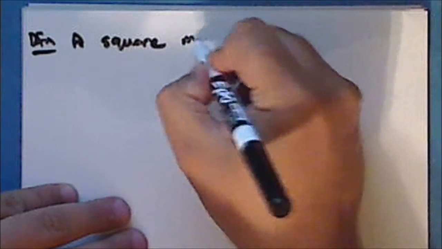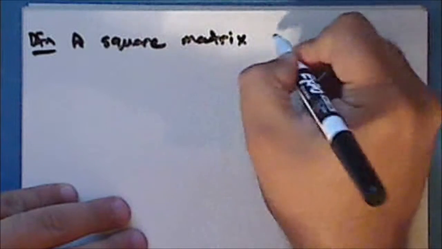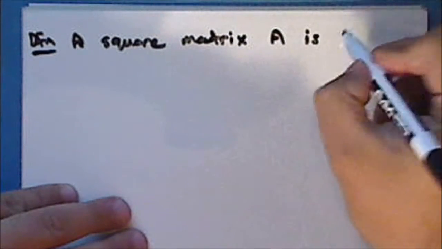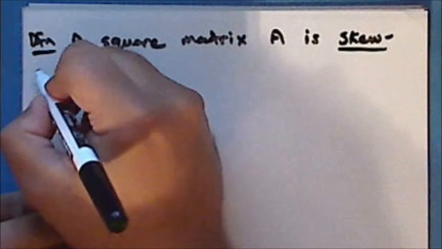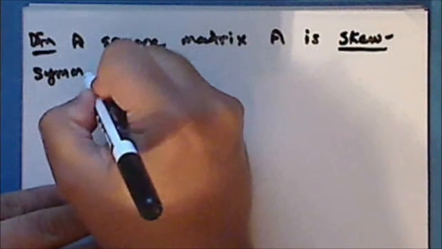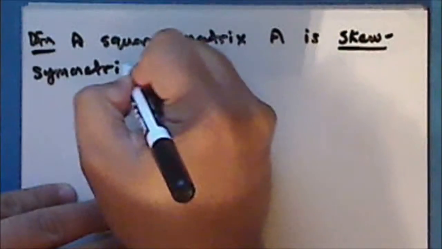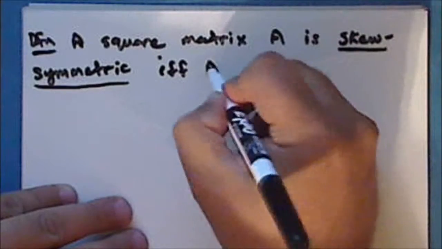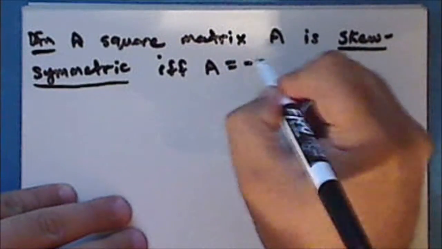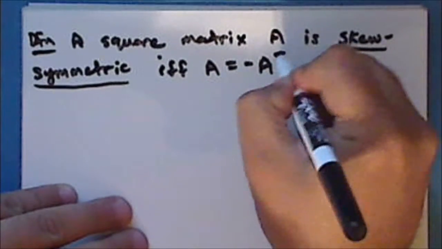So new definition: a square matrix A is skew-symmetric if and only if A is equal to the negative of its transpose.